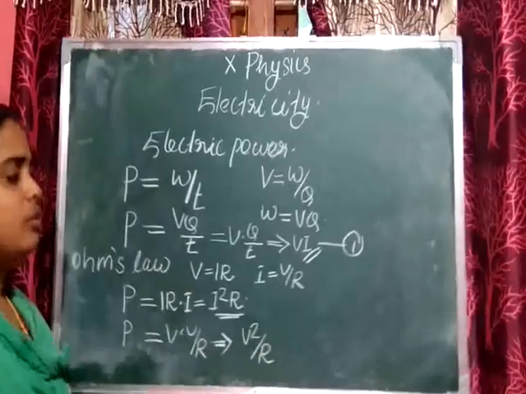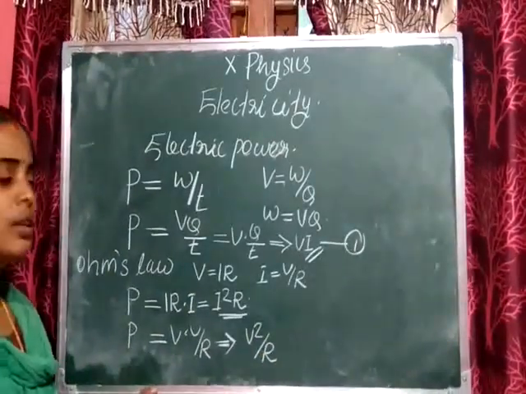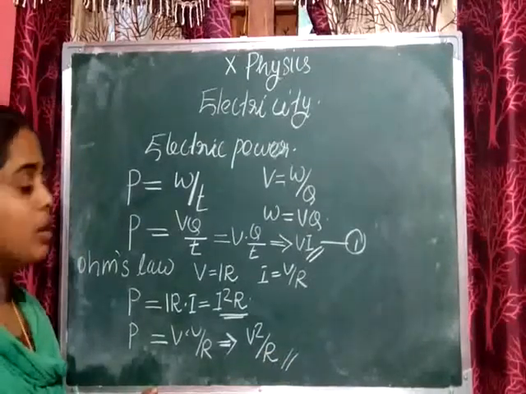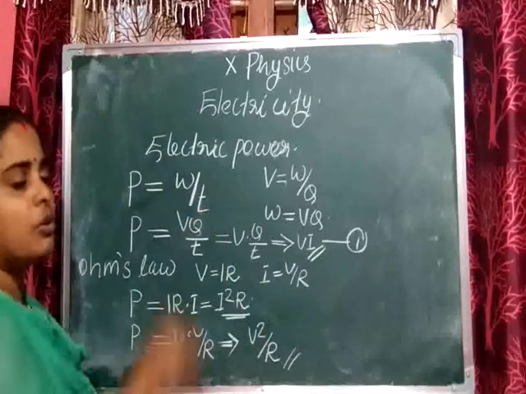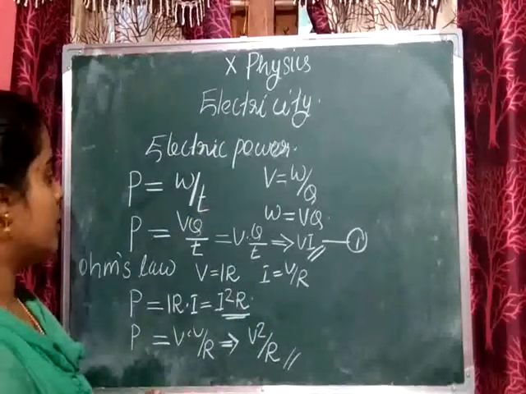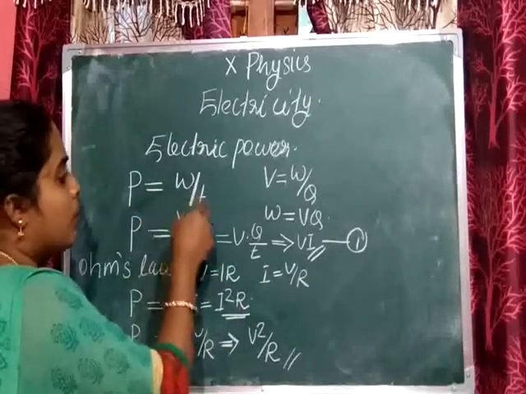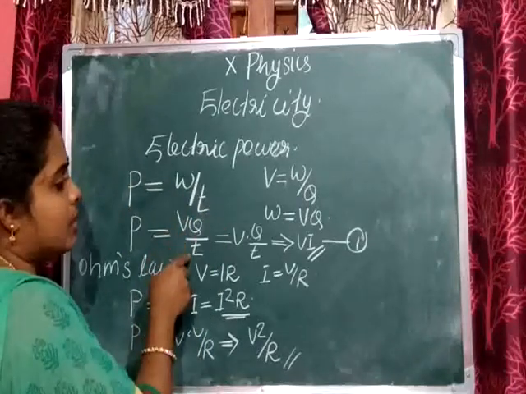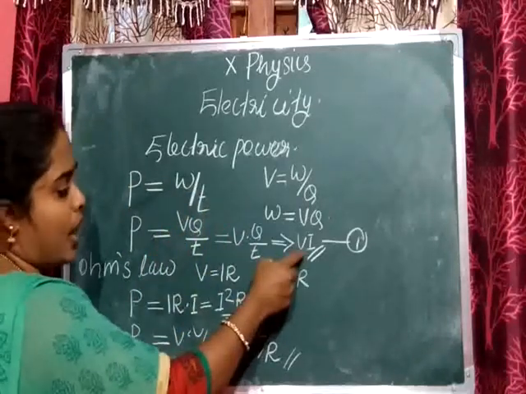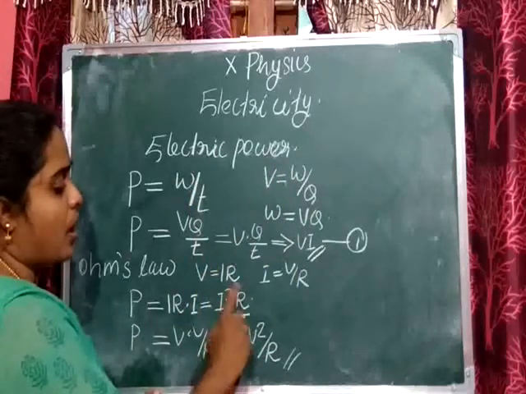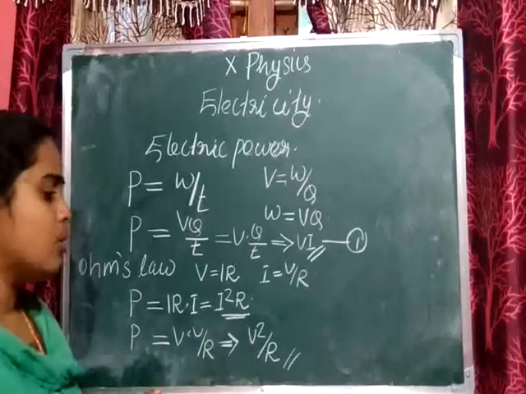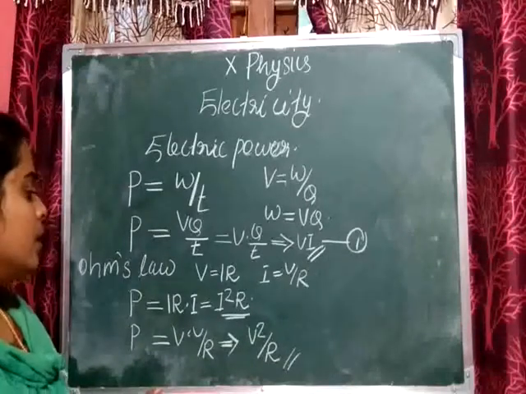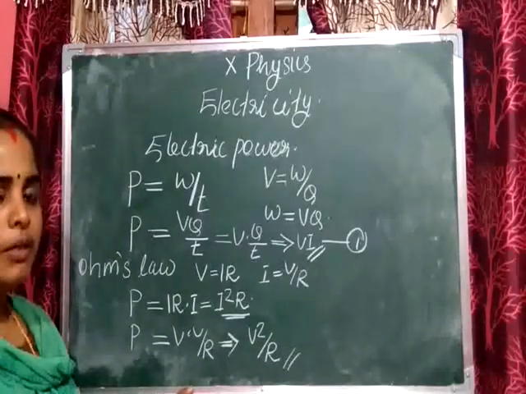So you can use all these equations to find the power based on the given data. To solve numericals, you can use the equations based on the given data. Power is equal to W by T, or VQ by T, or VI, or I square R, or V square by R. These are all expressions for power.